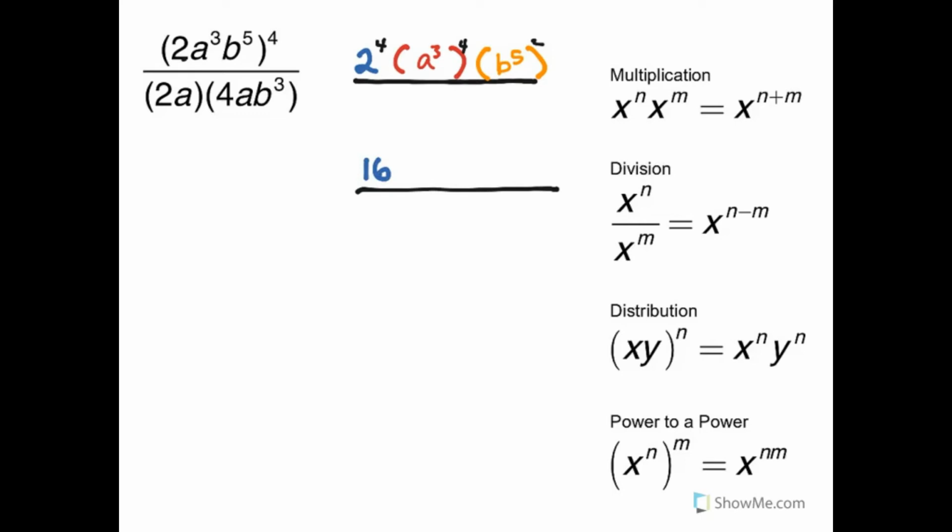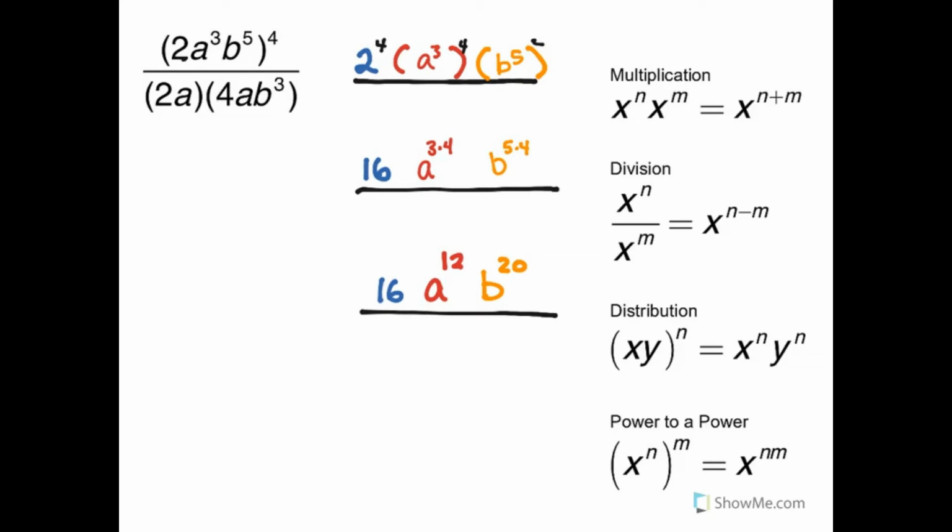A to the 3rd to the 4th power is a to the 3 times 4 power, and b to the 5th to the 4th power is b to the 5 times 4 power. That gives us 16 a to the 12, 3 times 4 is 12, b to the 20, 5 times 4 is 20.